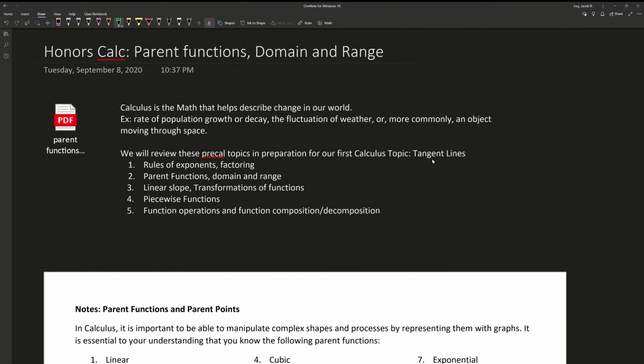Hello and welcome to your second lesson for Honors Calc: Parent Functions, Domain, and Range. This is going to be part of our review topics.